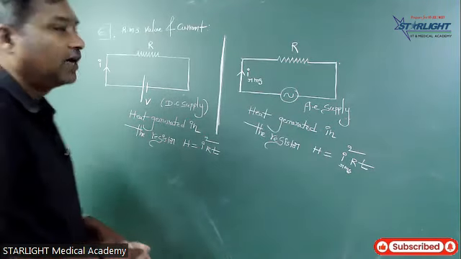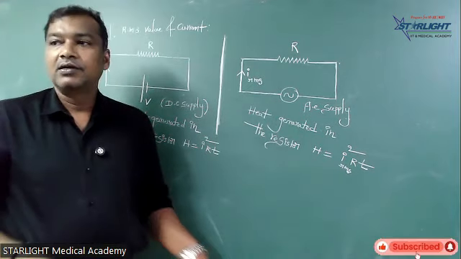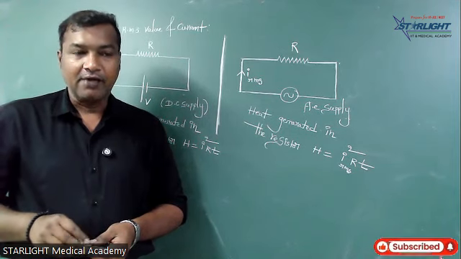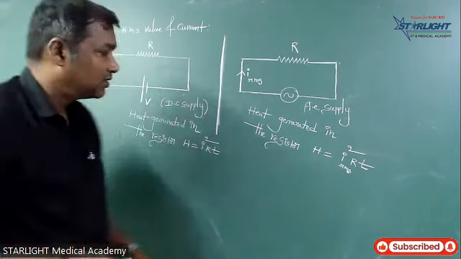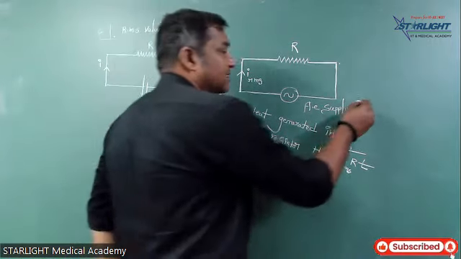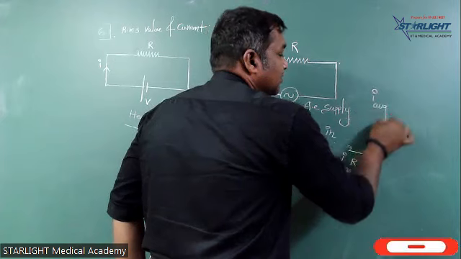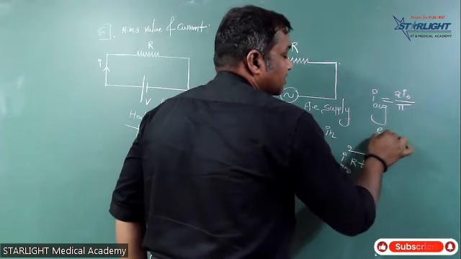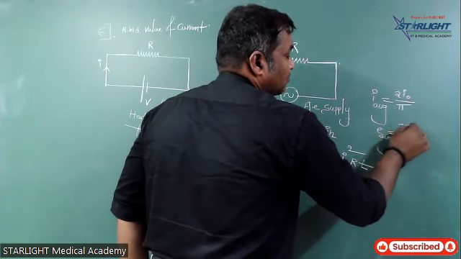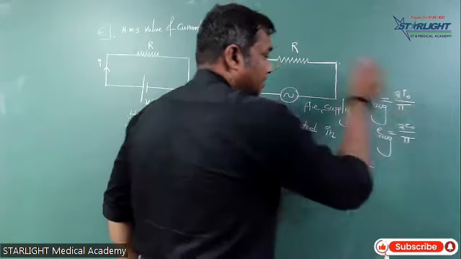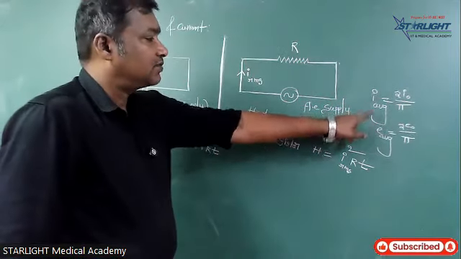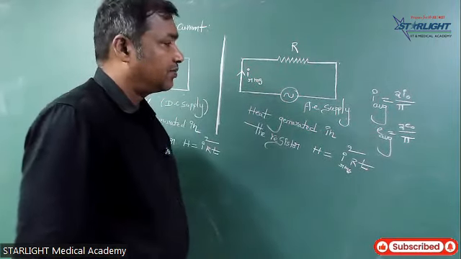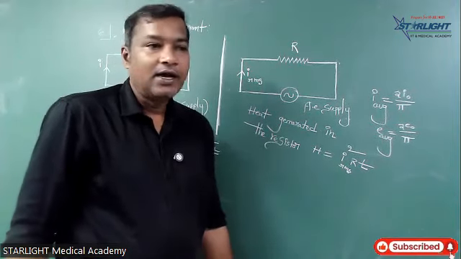What is the formula for IRMS? I told you about average. Average current formula. In the last class, what is the formula for average current? I average is equal to I naught upon pi. E average is equal to E naught upon pi. These are peak values. In the last class, we discussed these two items, I average and E average. Today I am discussing RMS values of current, IRMS.